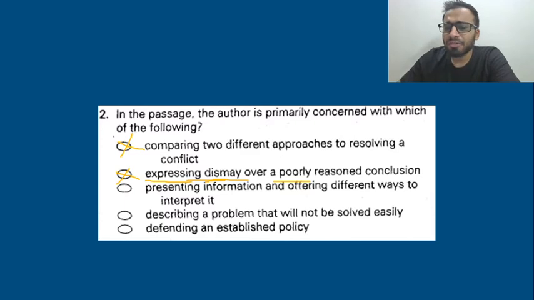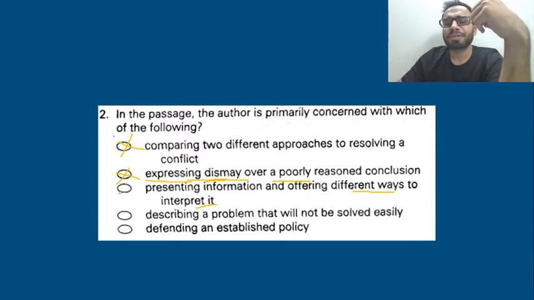Presenting information and offering different ways to interpret it. There was only one way to interpret it, right? The author was telling us problems, the author gave us examples, and then the author told us that maybe it could be great as well. Maybe there is a fighting chance for survival. So there was only one way to interpret it, not different ways at all. I eliminate C.